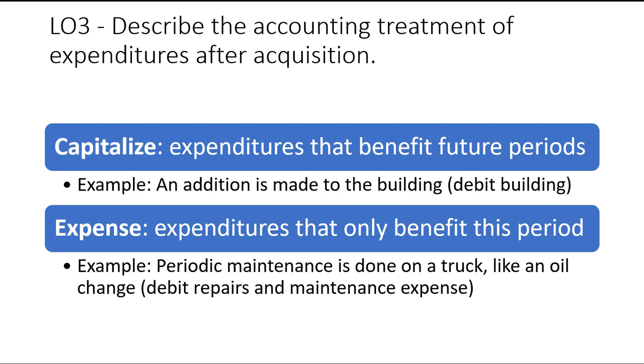An expense would be something that only benefits this period. So that's something like, say you get an oil change on your truck. Well, you're going to have to do that again next period, right? So that is not going to get debited to the truck. That's going to get debited to the repair and maintenance expense account, right? So that would be an expense.